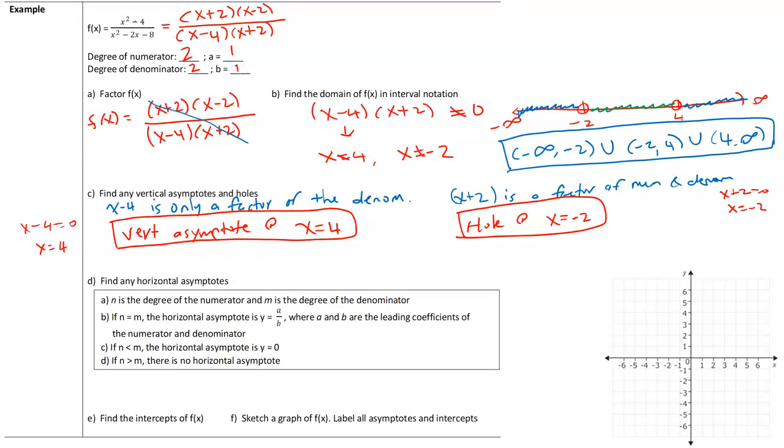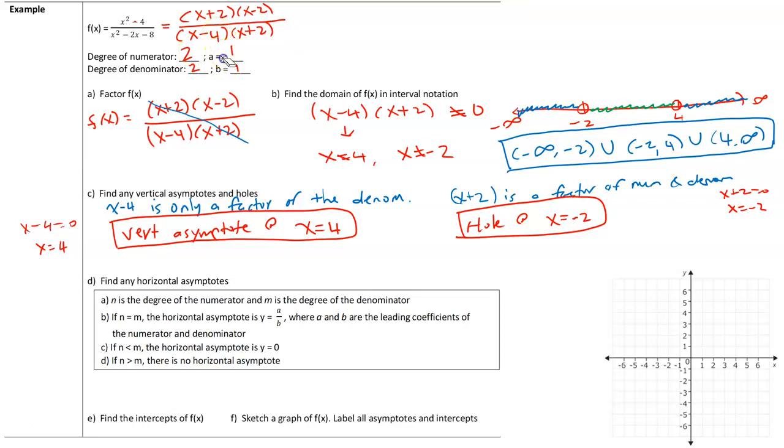Now let's read the rules. If n is equal to m, which means if the degree of the numerator is equal to the degree of the denominator, which is what we have, then we have a horizontal asymptote at y equals a over b, where a and b are the coefficients of the numerator and denominator. So a is 1, b is 1, the degrees are equal.